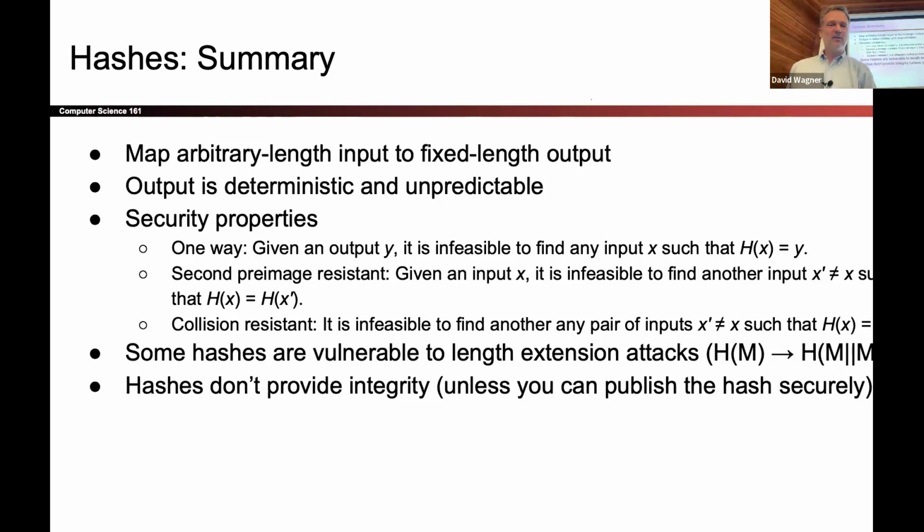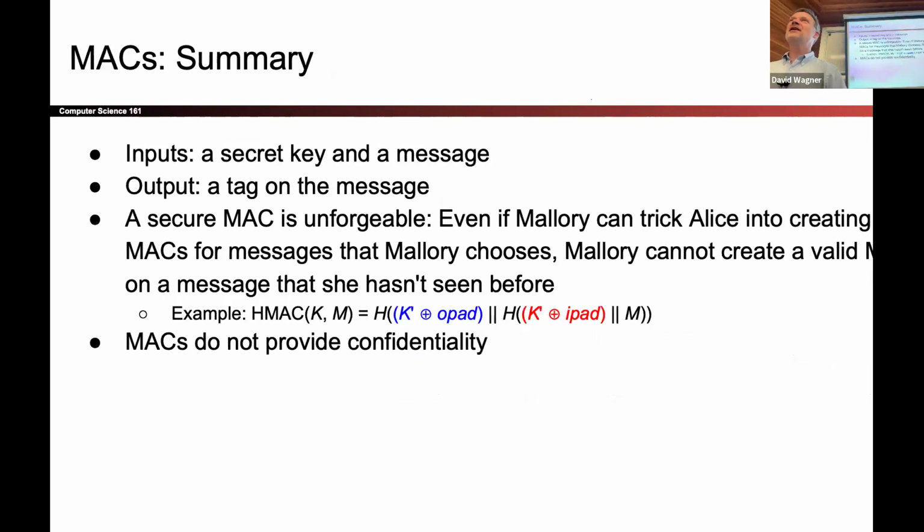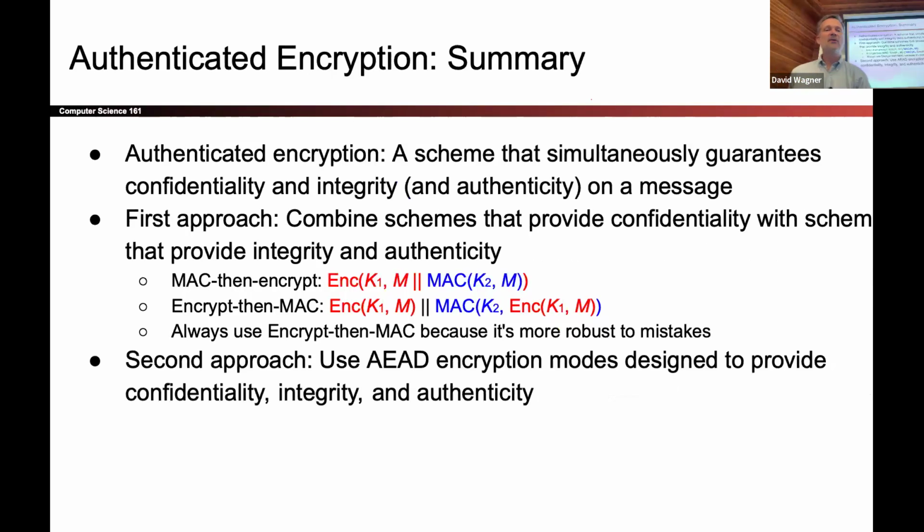So in summary, on integrity, we got hash functions, which provide a way to get like a fingerprint for a file. We got message authentication codes, or MACs, which provide a way to know who sent the message and to make sure that it hasn't been modified in transit, as long as you have a shared key. And then we've got authenticated encryption, which provides both confidentiality and integrity.